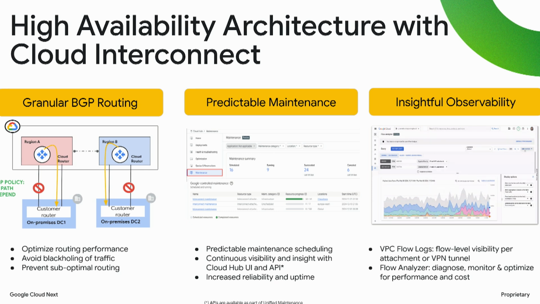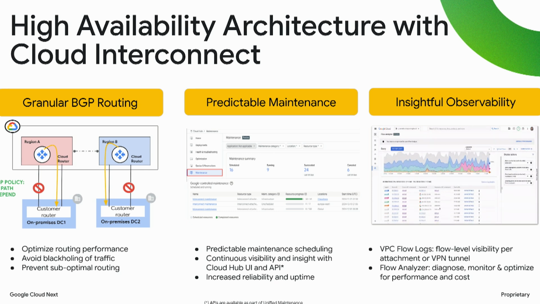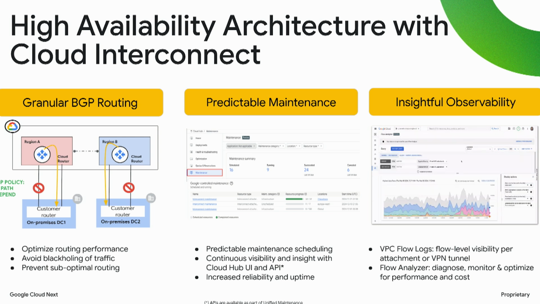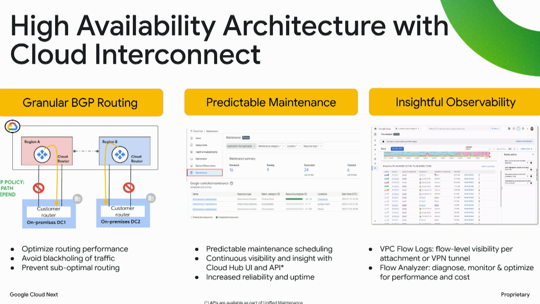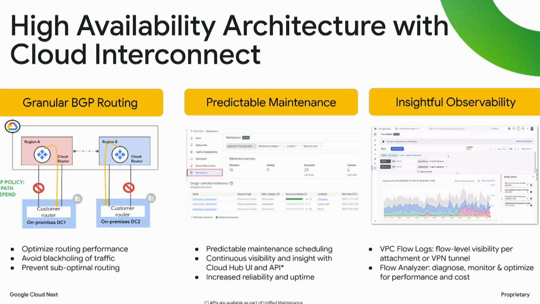Customers rely on interconnect to build a highly available, resilient architecture. There are 3 new things here that I'm going to announce. One is now we have support for BGP best path selection with BGP attributes like AS path and MED attributes. This allows you the ability to influence incoming and outgoing traffic paths very granularly, right from your on-prem or other cloud location all the way to your VPC infrastructure.